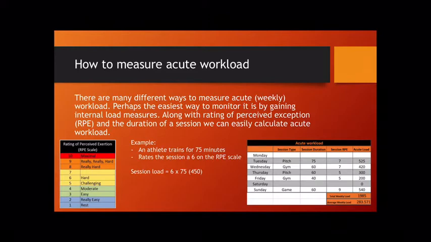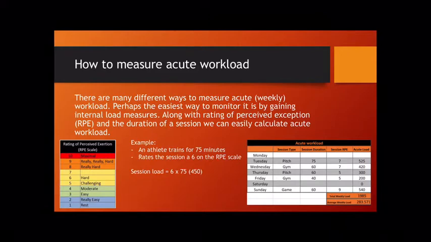So then from that rating, we have to multiply it by the time of our session. Say we have a training session that lasts 75 minutes and I rated it on an RPE scale of 6, so I found it quite hard. How we find out our acute workload is we multiply the 6 from our RPE scale by the 75 minutes, which gives you 450.